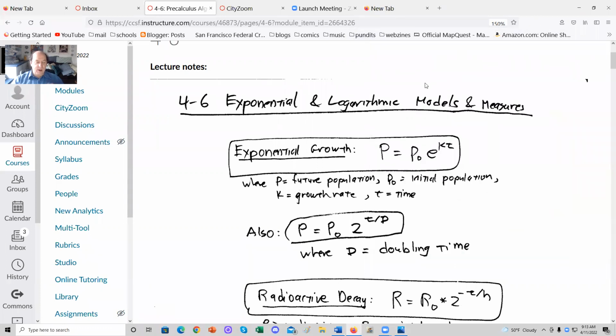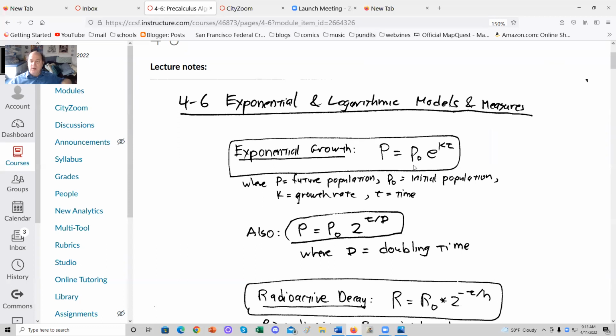All right, for today we finish off chapter 4, which means the chapter 4 homework we do next Monday. 4.6 is about exponential and logarithmic models and measures, and 4.7 is about logarithmic scales. Now we start off with a common enough thing, exponential growth.